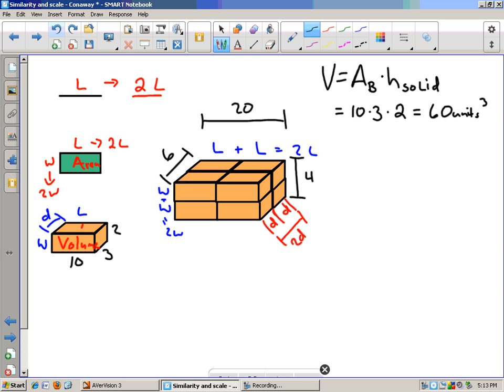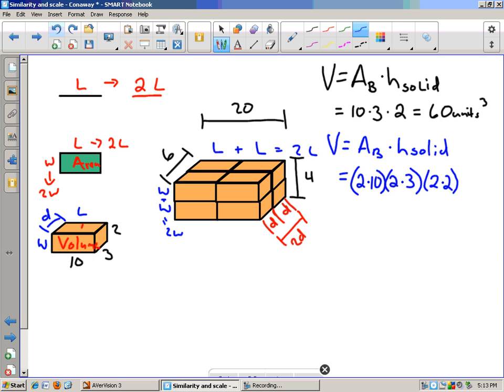So now what about the volume of the new shape? Well, if we take a look at what happened to the equation, the volume of the new shape is going to be the area of the base times the height of the solid. Okay, well, what happened to the area of the base? The base is no longer 10 times 3. The base is going to be twice 10 times twice 3, times the height is going to be changed to twice 2.